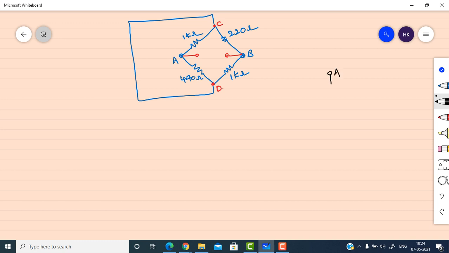So let us assume this is terminal A. To the terminal A, 1 kilo ohm resistor is connected and 470 are connected. So two resistors are connected to the A terminal. This is 1K and this is 470. 1 kilo ohm resistor other end is connected to what? C point. This is C. And 470 other end is connected to which point? D point. So this is D. But C and D are connected directly. I just connected those two.